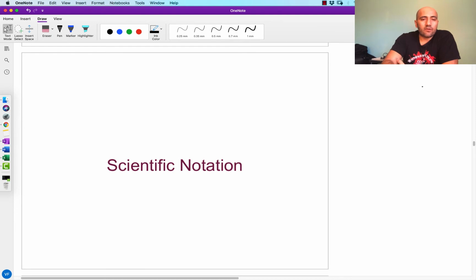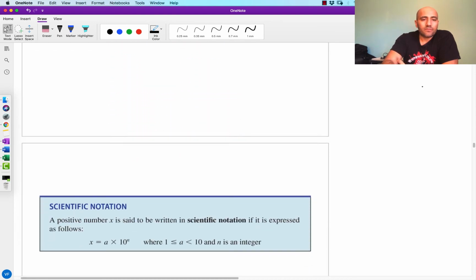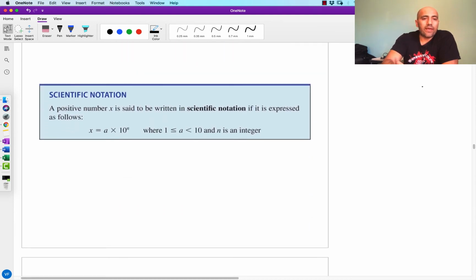Okay, so scientific notation. What is scientific notation? Scientific notation is a way to write either very large numbers or very small numbers in a way that's more manageable. And we do that by following this rule. A positive number x is said to be written in scientific notation if it is expressed as follows: x equals a times 10 to the power of n, where a is a number that's greater than or equal to 1 but less than 10, and n is an integer.